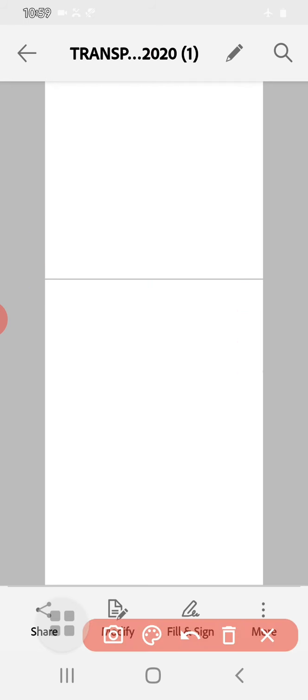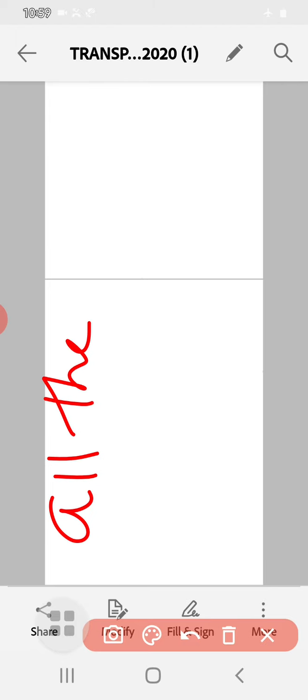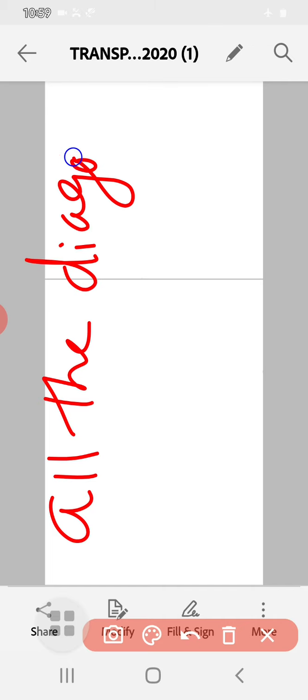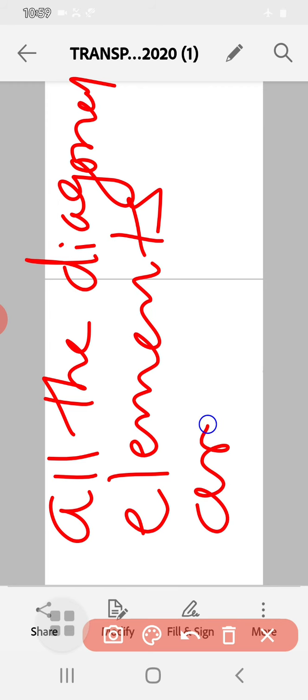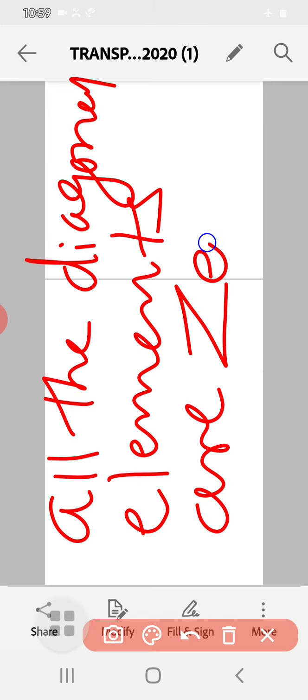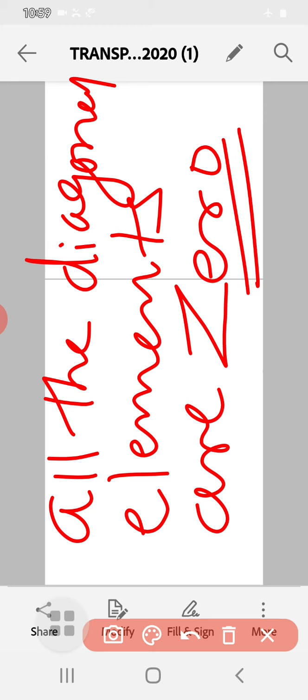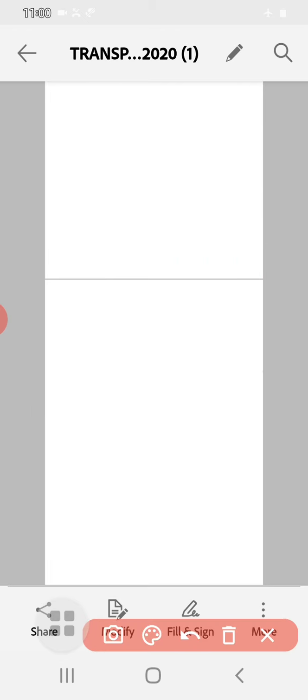Another observation is that in a skew symmetric matrix, all the diagonal elements are 0. All the diagonal elements of a skew symmetric matrix are 0. Such a matrix is called a skew symmetric matrix. Let us understand it by taking one example here.